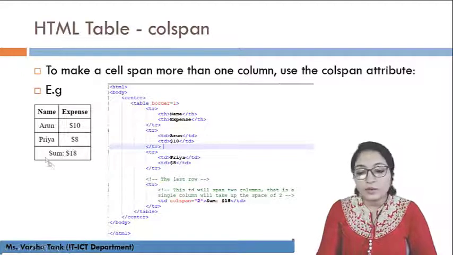So how are we able to merge these columns? This TD will span two columns, that is the single cell will take up the space of 2. So we are merging two columns. What we have to do is start the TR tag. After that, we define the TD tag, in which we define the colspan attribute, and we are going to merge two columns. That's why colspan is equal to 2. And whatever data we want to write, we write that: sum is equal to $18. And you have to complete the TD.